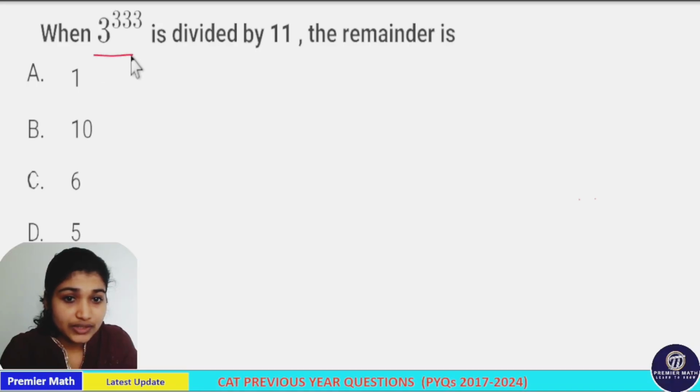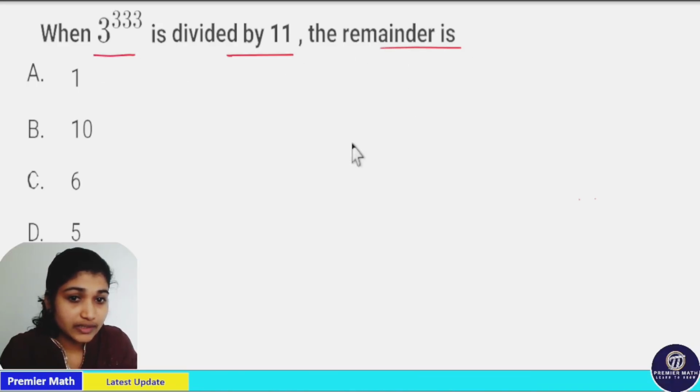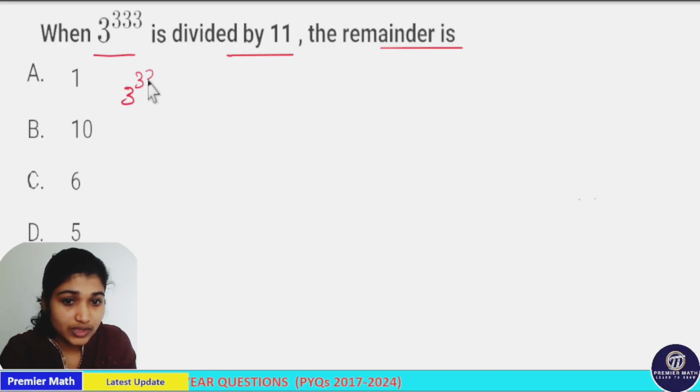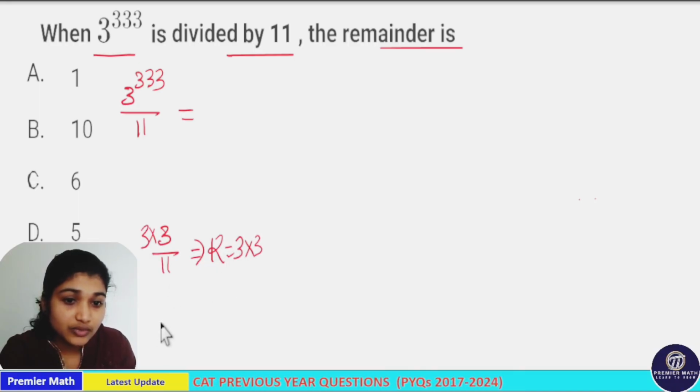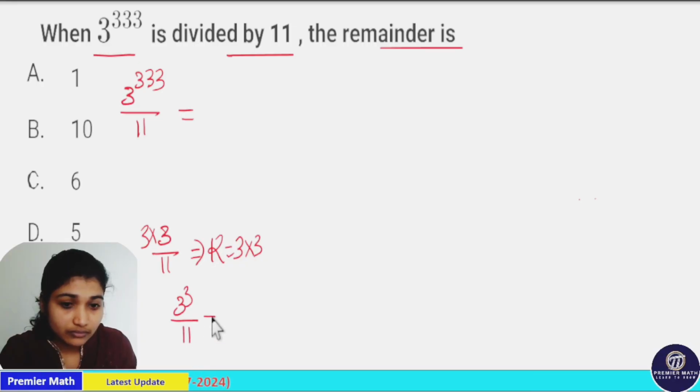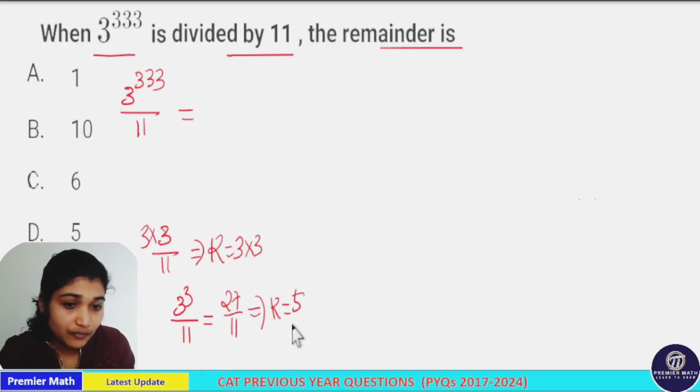When 3 raised to 333 is divided by 11, the remainder is? Here, 3 raised to 333 divided by 11. So split it. Here 3 by 11, remainder is 3. Again 3 square by 11, remainder is 3 into 3, 9. Now 3 cube by 11: 3 cube is equal to 9 into 3, 27. So 27 by 11, 11 goes 2 times in 22, so remainder is 5 here.